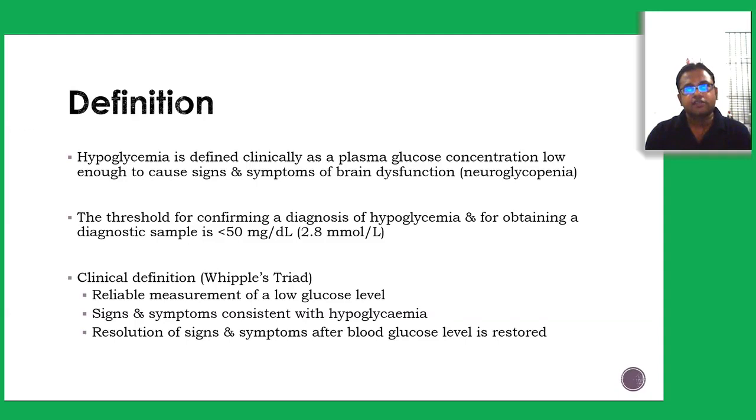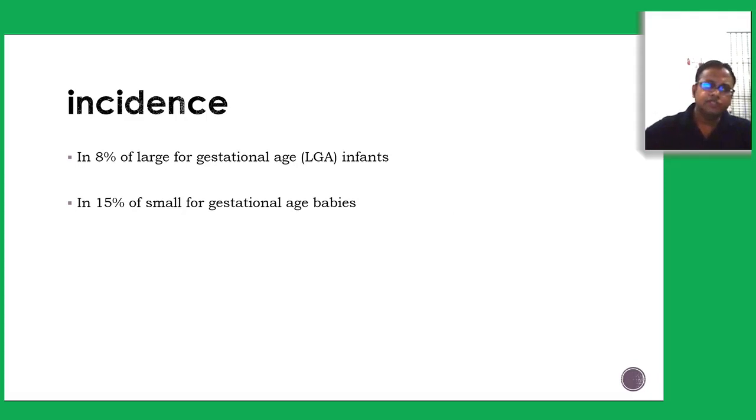And if the child doesn't recover after correcting the glucose level, then you have to think about other possible causes. For example, a child who had a prolonged seizure can have hypoglycemia. It can be associated with other problems, like maybe a septic child will also have a low blood sugar value, right? What is the incidence? It's around 8% in large babies and around twice as high in small for gestational age babies.